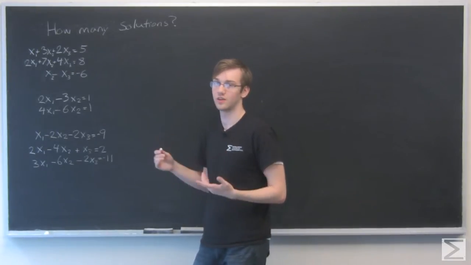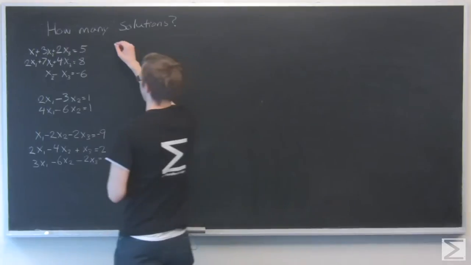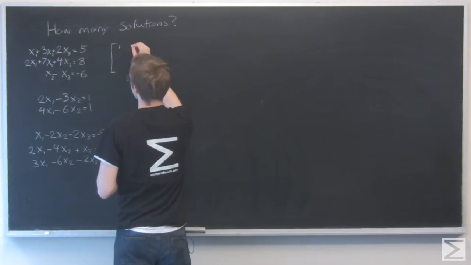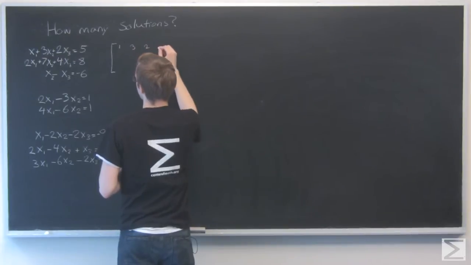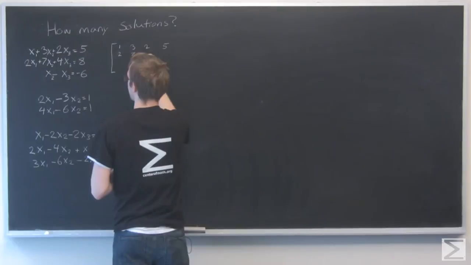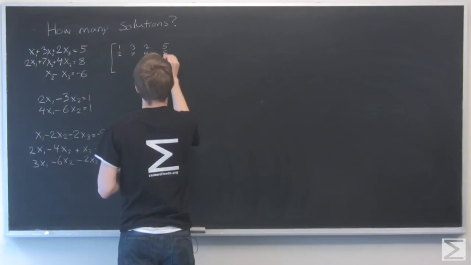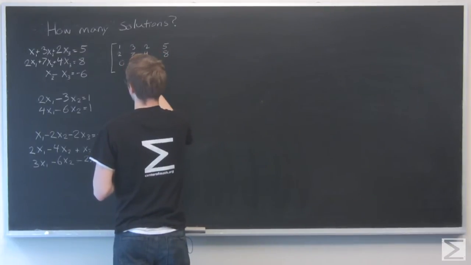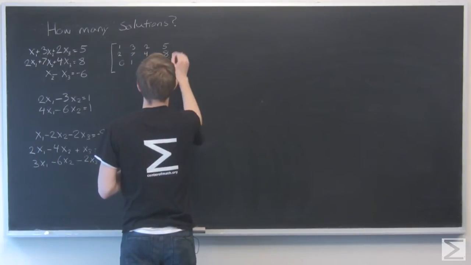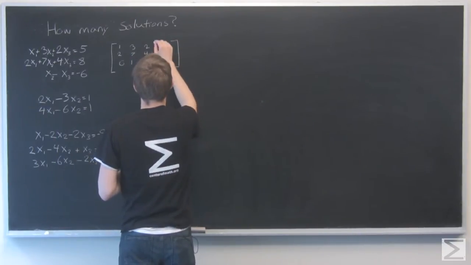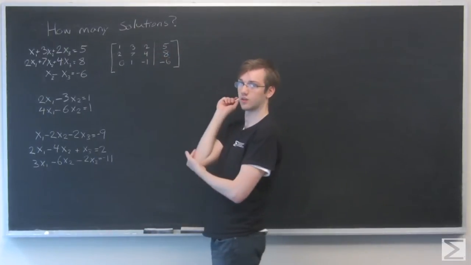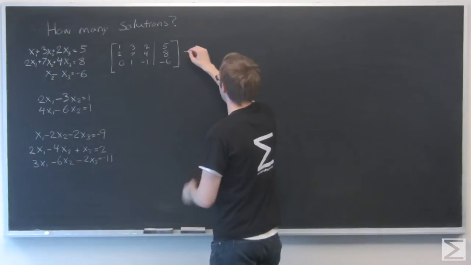This first one, all right, let's write it in a coefficient matrix. I have 1x1 plus 3x2 plus 2x3 is 5. 2x1, 7x2, 4x3, 8. 0x1, 1x2, minus 1x3, minus 6. I'll put my little divider line in there. I just wanted to get this into RREF form, reduced row echelon form.